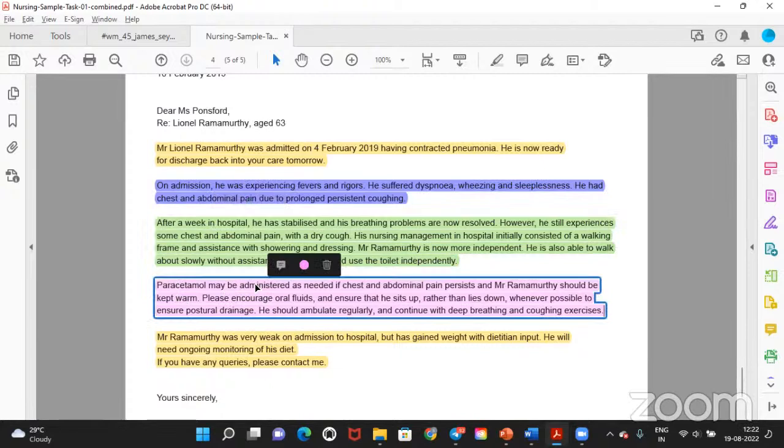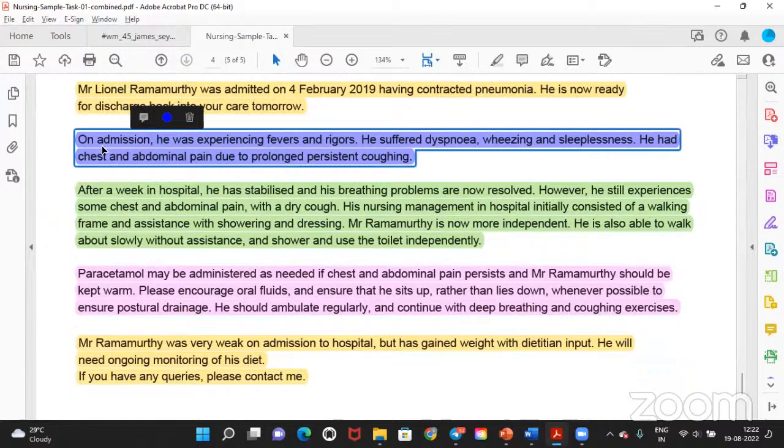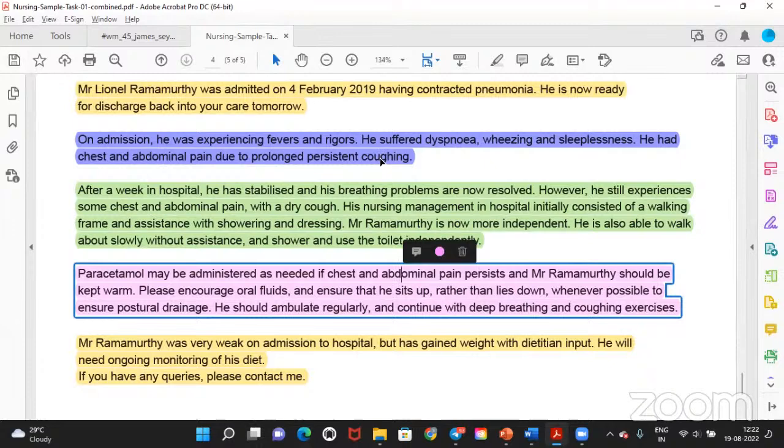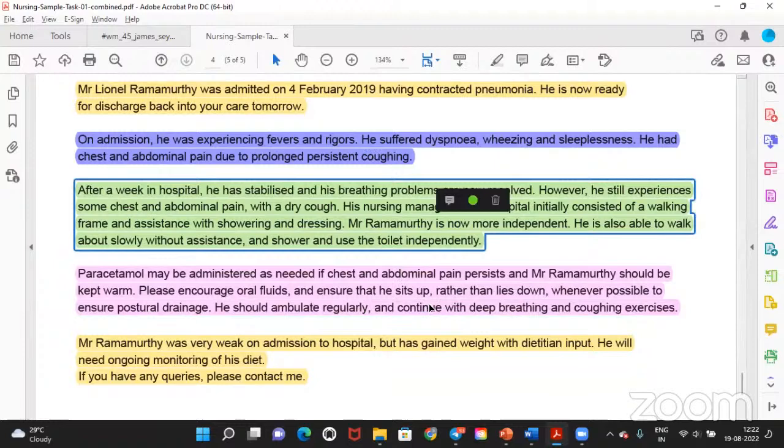Paracetamol may be administered, should be kept warm, encourage oral fluids, discharge plan. So before admission, during hospital, and after hospital: three paragraphs. I think you can understand how the paragraph is divided. On admission means before admission, his condition. This is after a week in the hospital, that means during hospital. This is the hospital stage, this is before the hospital stage, and this is after the hospital stage. So this is how paragraphs should be divided.